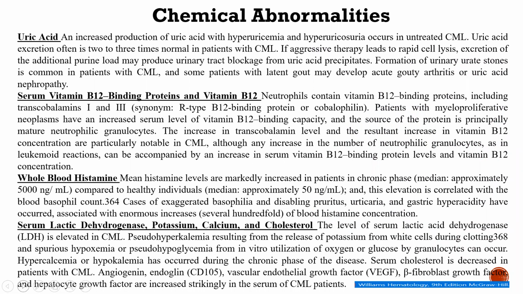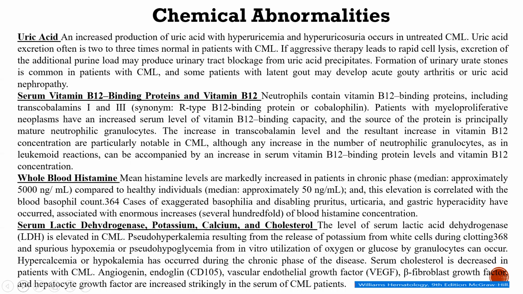Chemical abnormalities that can be present in patients with chronic myelogenous leukemia include an increased production of uric acid with hyperuricemia and hyperuricosuria. These changes occur mostly in untreated cases of the disorder. Uric acid excretion often is 2 or 3 times normal in patients with this type of leukemia.